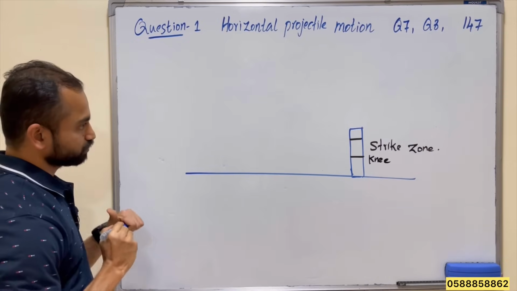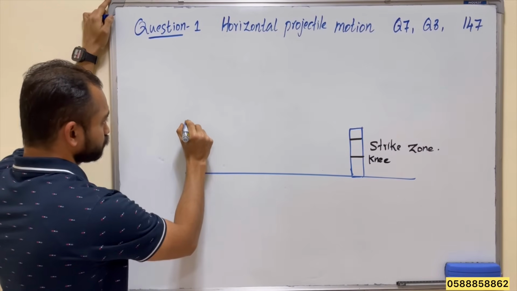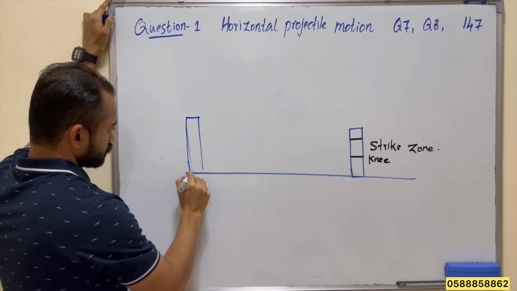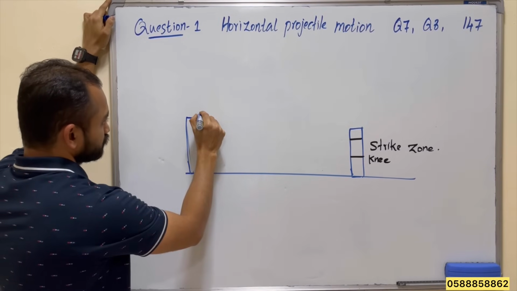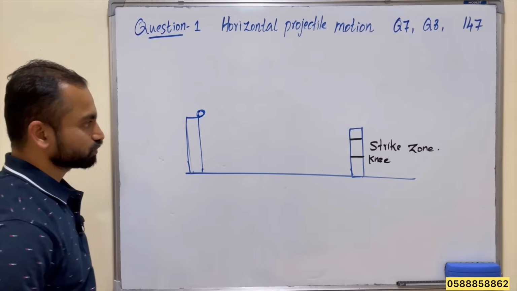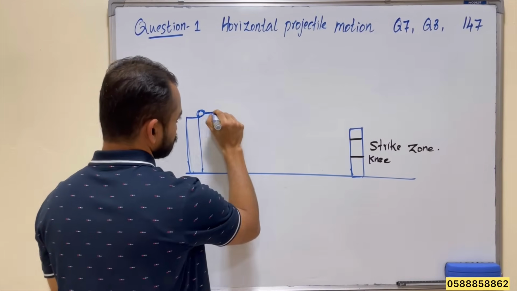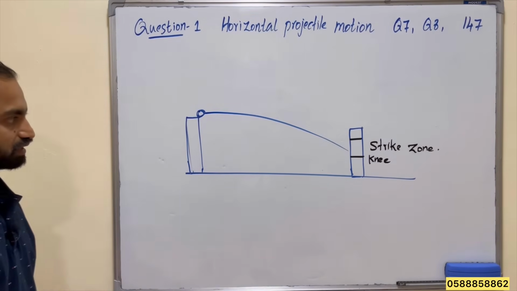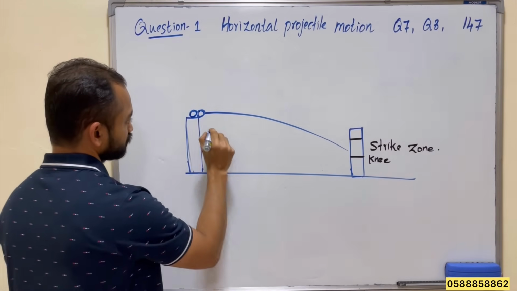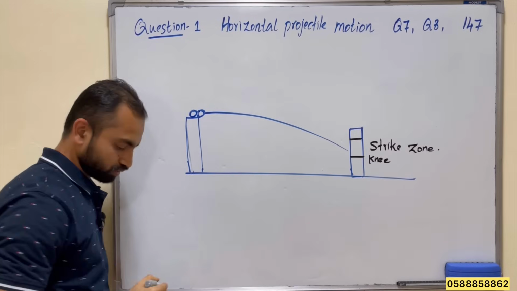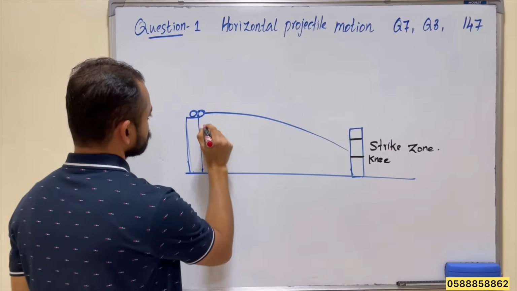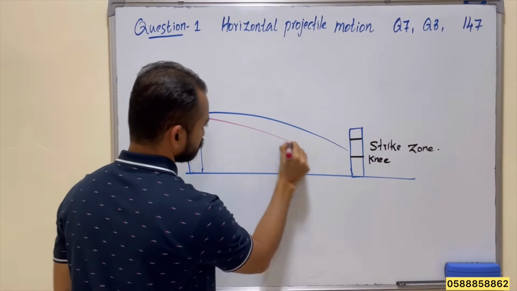So you are throwing the ball from here. The question is, one ball that you are throwing is thrown faster. When you throw the ball faster, it reaches the strike zone. Then you throw the second ball from the same place, and you throw it slowly. We will use another color. Slowly. So it is hitting under the knee.